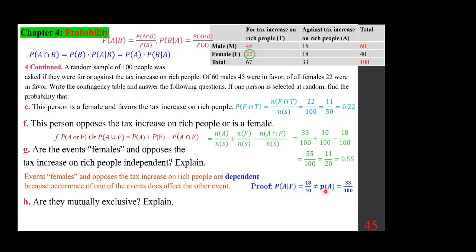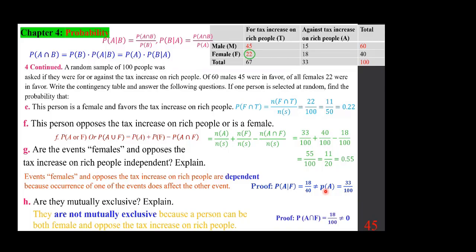Are they mutually exclusive? Again, as far as the explanation is concerned, they are not mutually exclusive because a person can be both female and oppose the tax increase on rich people. Let's do it mathematically with numbers. Here's the proof numerically. What is the probability of A intersection F? 18 over 100. You don't even have to reduce that. This is not equal to 0. If this is 0, they are mutually exclusive. But it's not. You just proved mathematically they are not.